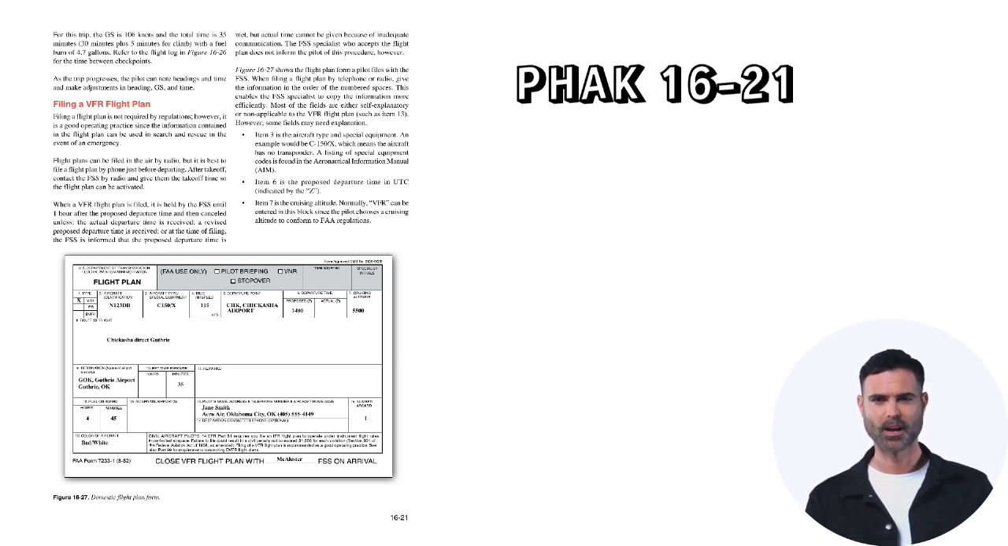Item 3 is the aircraft type and special equipment. An example would be C-150X, which means the aircraft has no transponder. A listing of special equipment codes is found in the Aeronautical Information Manual, AIM. Item 6 is the proposed departure time in UTC indicated by the Z. Item 7 is the cruising altitude. Normally, VFR can be entered in this block since the pilot chooses a cruising altitude to conform to FAA regulations.